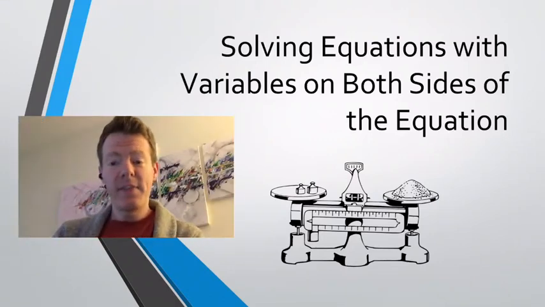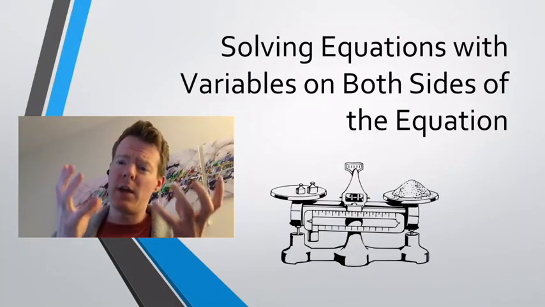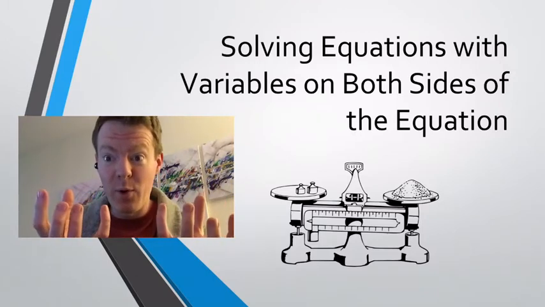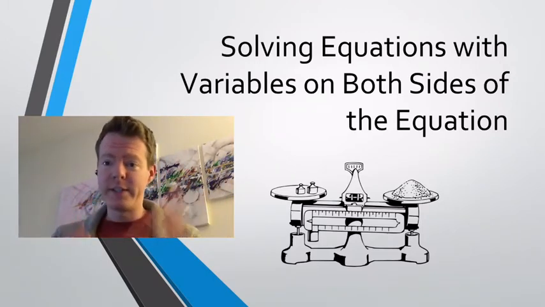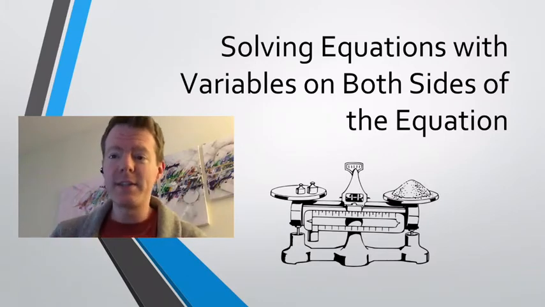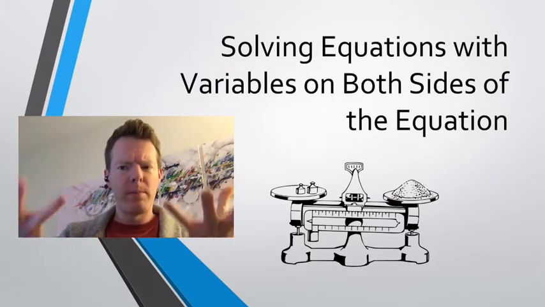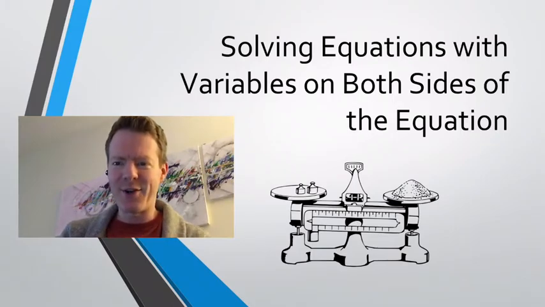Hi guys! In this video we're going to cover solving equations with variables on both sides of the equal sign. Since we've already done one-step, two-step, and multi-step equations, now we're going to get into the fun stuff. What do I do when there's variables on both sides of the equal sign? Let's get started.